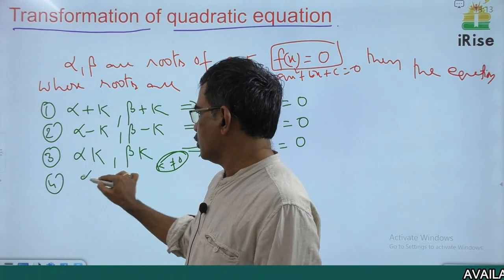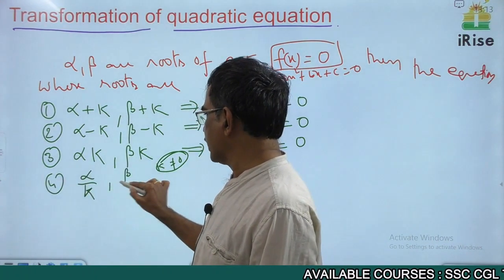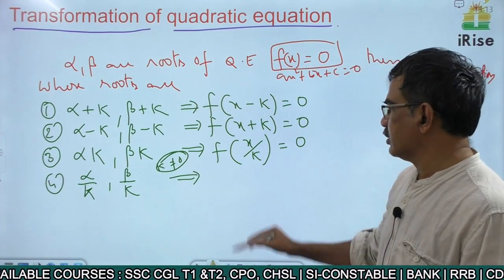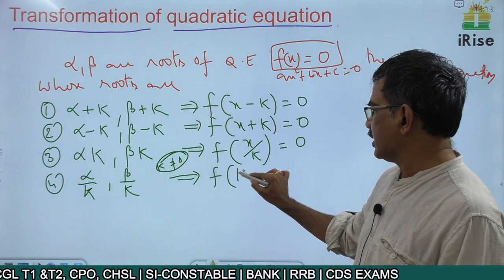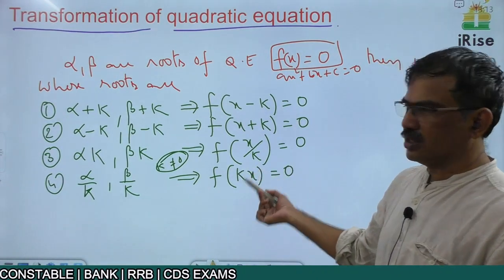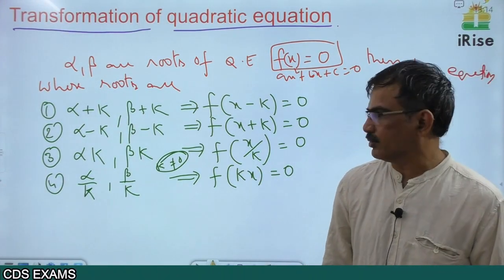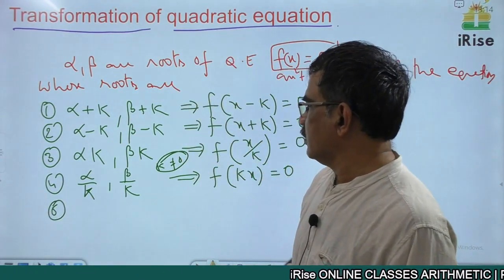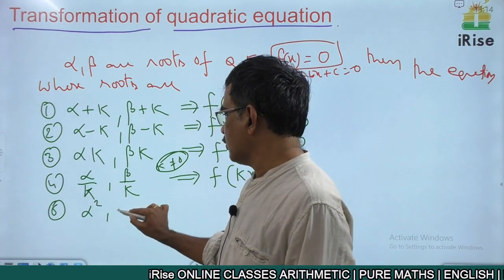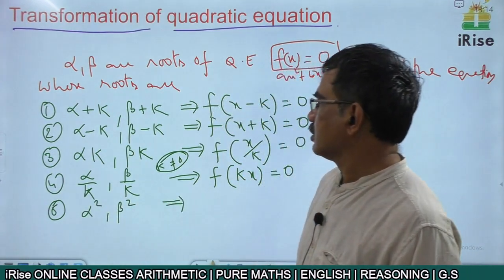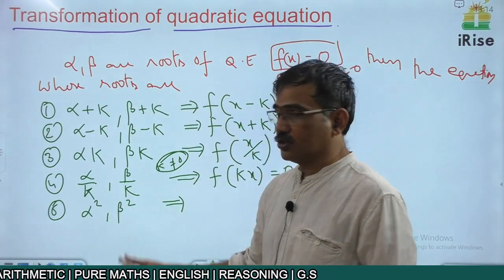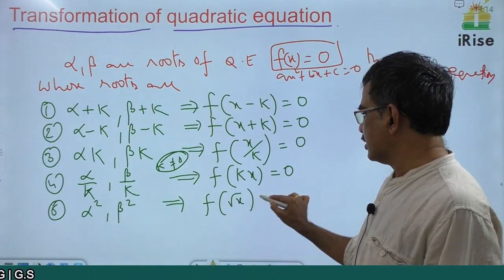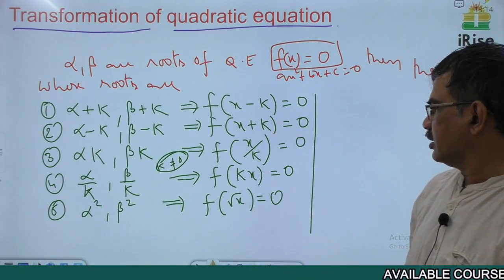Fourth one, if each root is divided by k, alpha by k comma beta by k, here also k not equal to 0, then the new equation is f of kx is equal to 0. Just x is replaced by kx. Fifth one, if the roots are squares of the original ones, alpha square comma beta square, the equation is f of root x is equal to 0. X is replaced by root x.